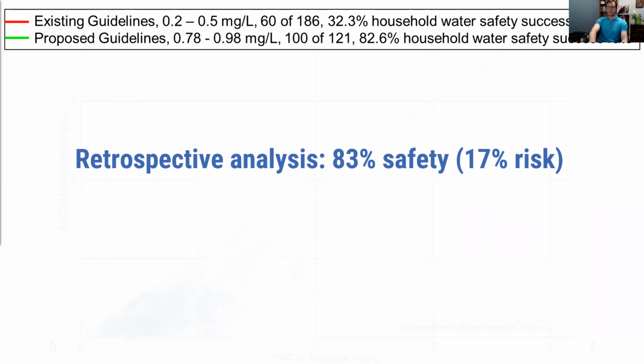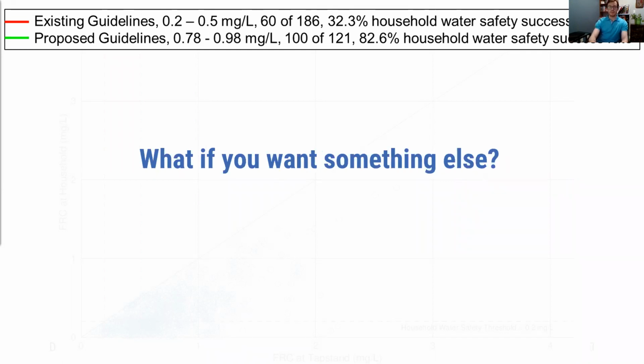Or from a risk perspective, there was a 17% risk of having insufficient FRC using the EO target when we looked retrospectively at the raw data uploaded to the SWOT. Now, maybe this is fine. Maybe 17% risk is great. You like the 0.8 number, good. But what if that risk is too high?